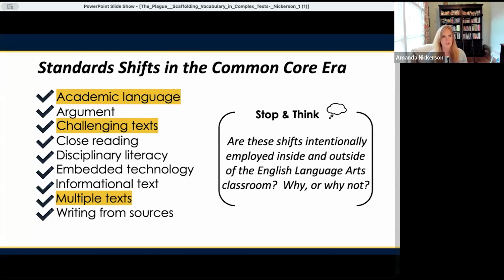And I just want you to do an internal self-check of why or why not. You might just go down that list and check it off in your mind. Do you see those things happening? Kind of yes or no.